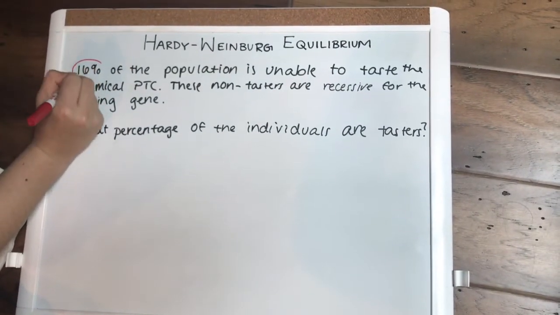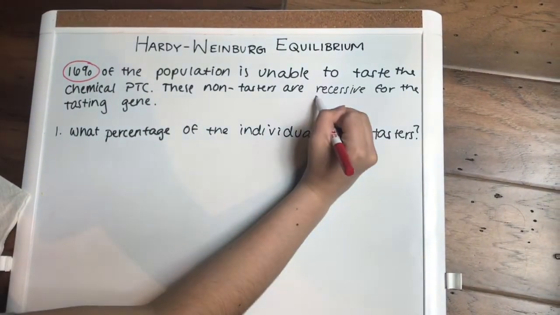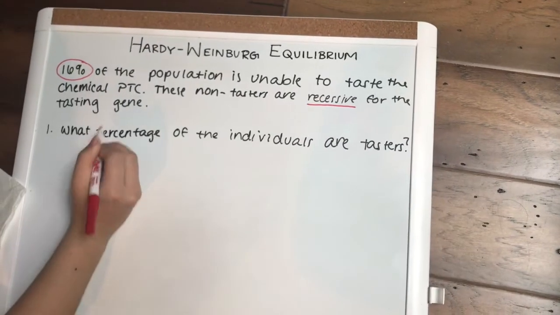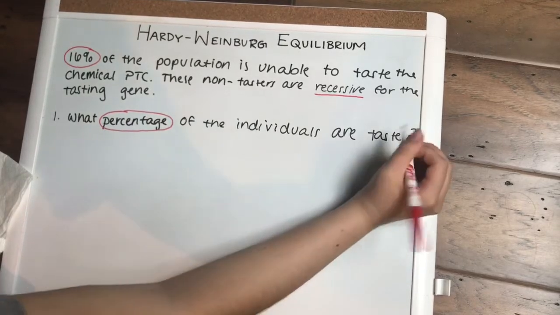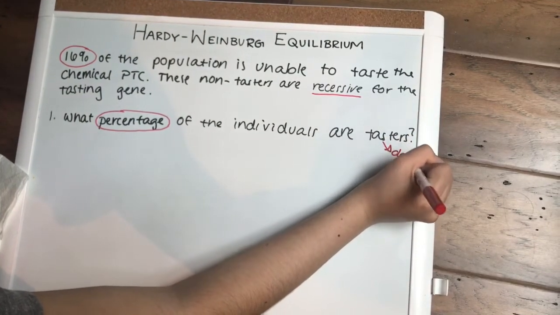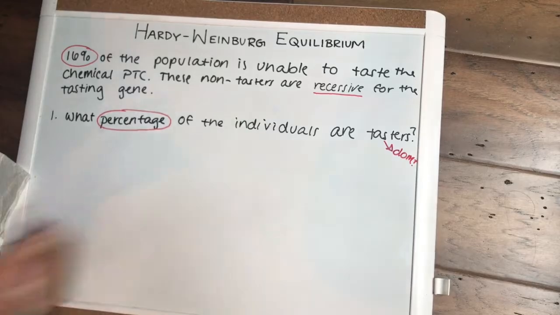Let's try a practice problem. 16% of the population is unable to taste the chemical PTC. These non-tasters are recessive for the tasting gene. Part 1 of the question asks, what percentage of individuals in the population are tasters?